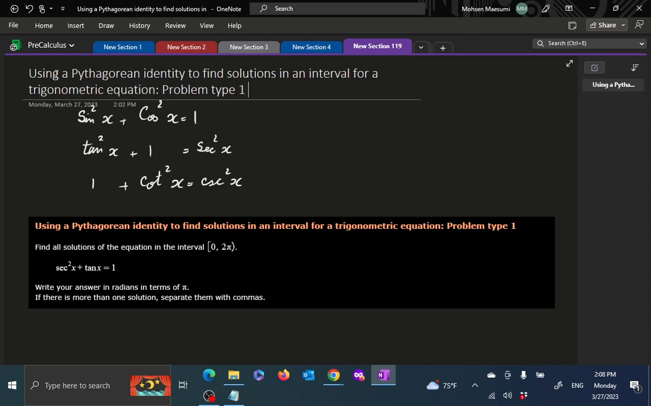Hi, welcome to our pre-calculus. Today's topic is using a Pythagorean identity to find solutions in an interval for a trigonometric equation, problem type 1.